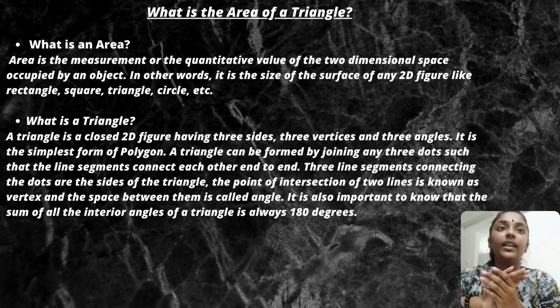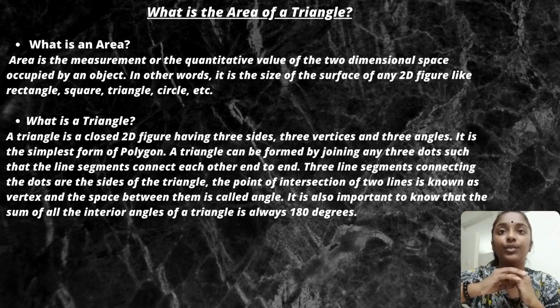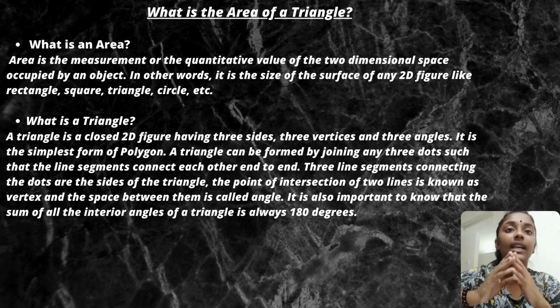So I'm going to present about area of triangle and parallelogram. So what is area of triangle? What is an area? Area is the measurement or the quantity value of two-dimensional space occupied by an object. In other words, it is the size of the surface of any 2D figure like rectangle, square, triangle, circle, etc. What is a triangle? A triangle is a closed 2D figure having three sides, three vertices, and three angles.